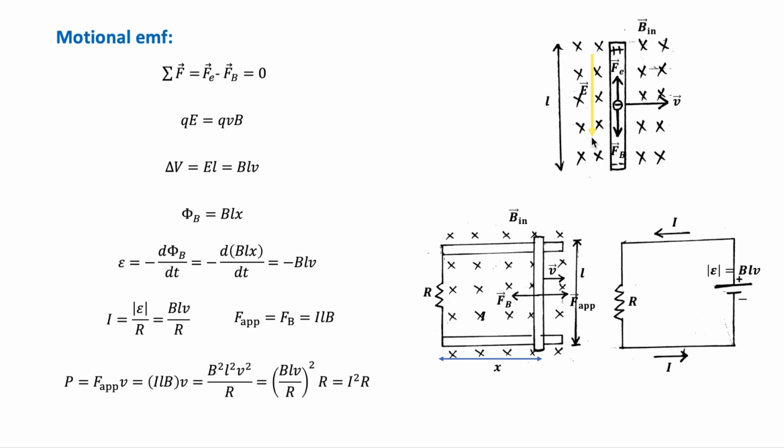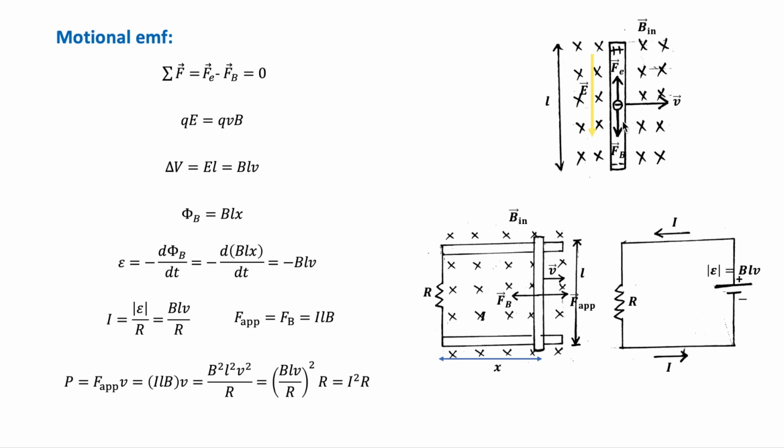This buildup of charge will continue as the conductor moves until the magnetic force qvB on the electron directed downwards is balanced by the electric force directed upwards. So the net force on the electron is then equal to 0.